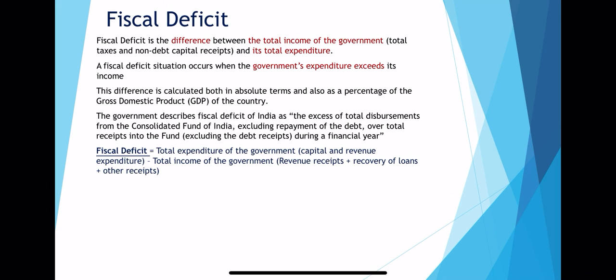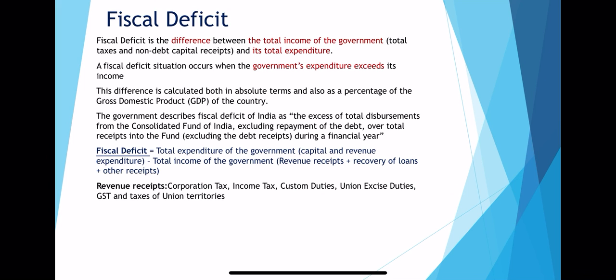Okay, so we have a formula for fiscal deficit, which is the total expenditure of the government minus the total income of the government. Expenditure minus income. The total expenditure of the government is nothing but the capital and the revenue expenditure. Whatever money the government spends on capital and revenue comes into expenditure, and the income the government gets through revenue receipts, recovery of loans and other receipts becomes income. So the formula is very simple: total expenditure of the government minus total income of the government.